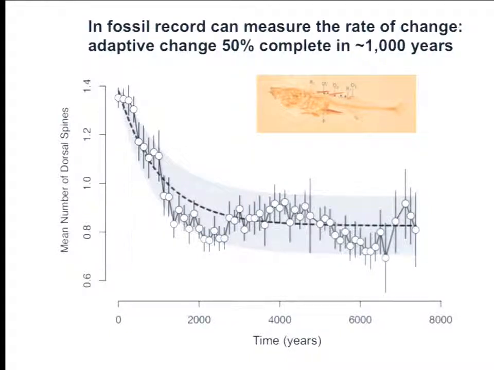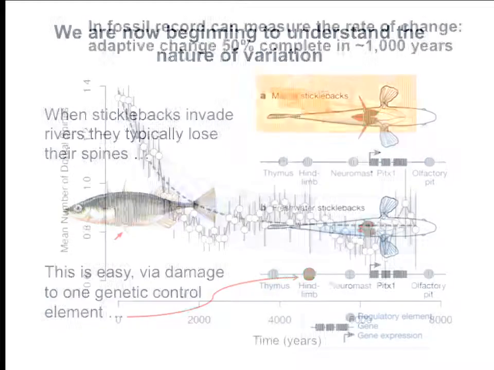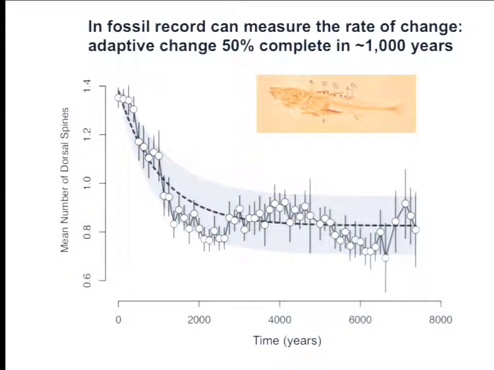And so here is an interesting case of a fossil record charting evolution. So this is the number of dorsal spines. This is the spines on the back. I should have said that, spines on the back. And this is time in thousands of years. And these are fossils where you can just count the number of spines on average across many individuals. And you can see the number rapidly dropping and then plateauing out at a new optimum. So here you can see natural selection operating in real time in the fossil record.